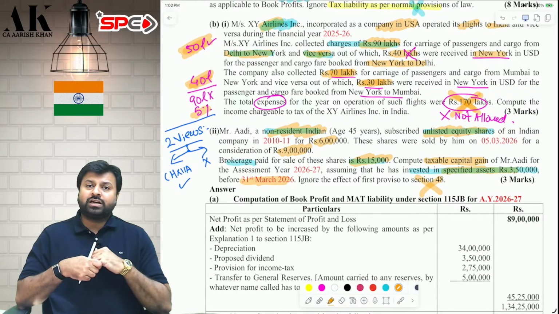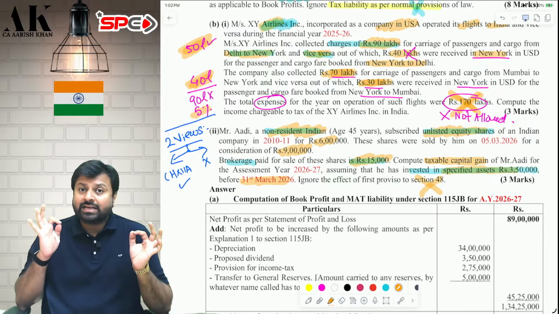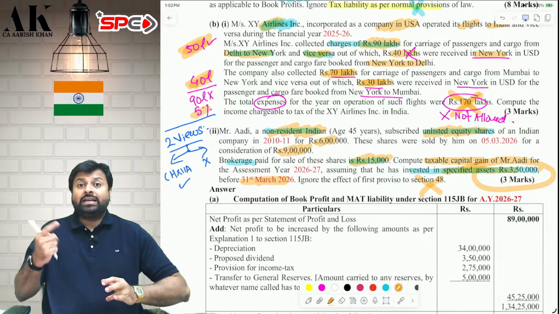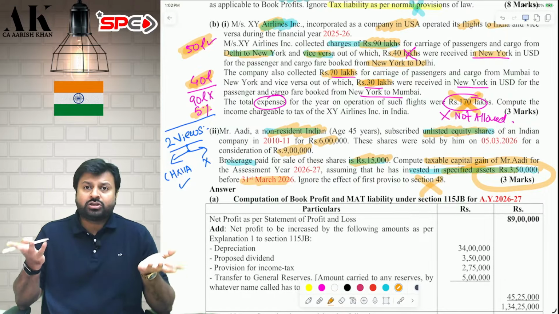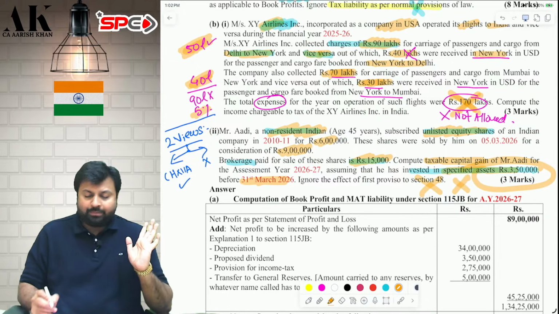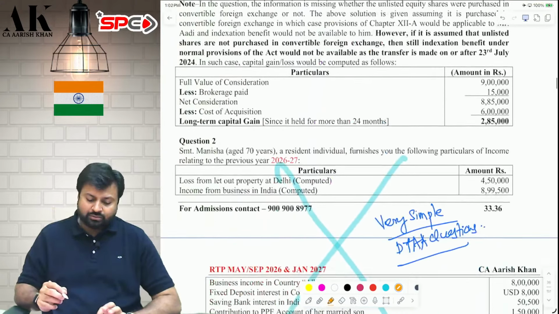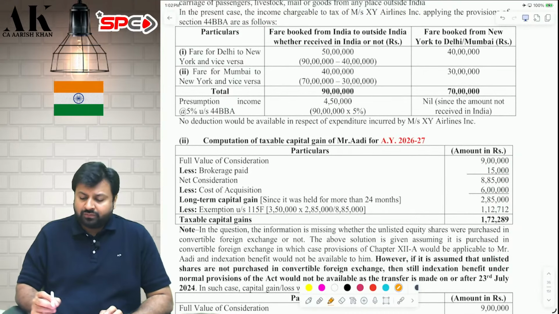If he has purchased the shares in foreign currency, then Adi can apply Chapter 12A, and he can claim exemption for this 3,50,000 reinvested. But if Adi has not purchased the shares in foreign currency, but has purchased them in Indian currency, then he cannot apply Chapter 12A and he cannot claim exemption of this 3,50,000. Let's assume both the things. The Institute has assumed both the things. Let's assume that Adi has purchased the shares in foreign currency.